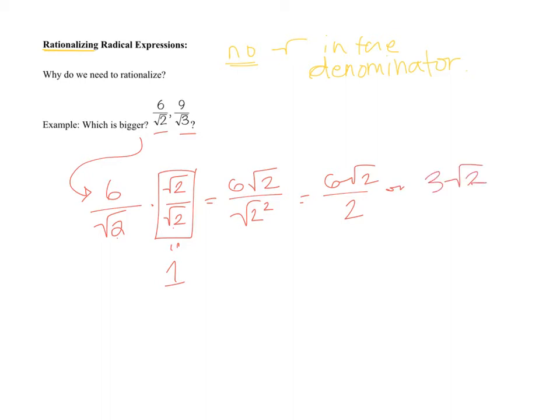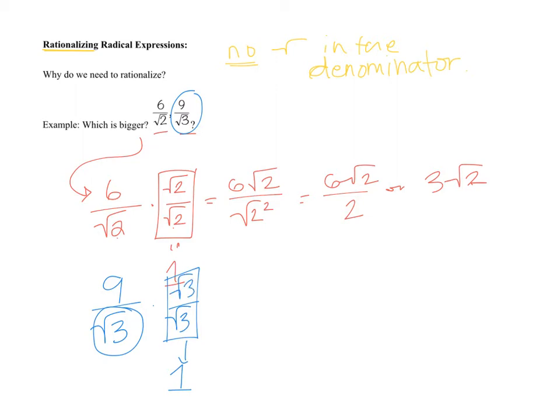When I compare that to my second expression, 9 divided by the square root of 3, I'm going to choose a fraction that equals 1 again. This time, I'm going to choose the square root of 3 in my denominator so that I can square the square root of 3. And of course, the square root of 3 also needs to be in my numerator so that my fraction equals 1. So I have 9 roots of 3 divided by 3, which is just 3 roots of 3.